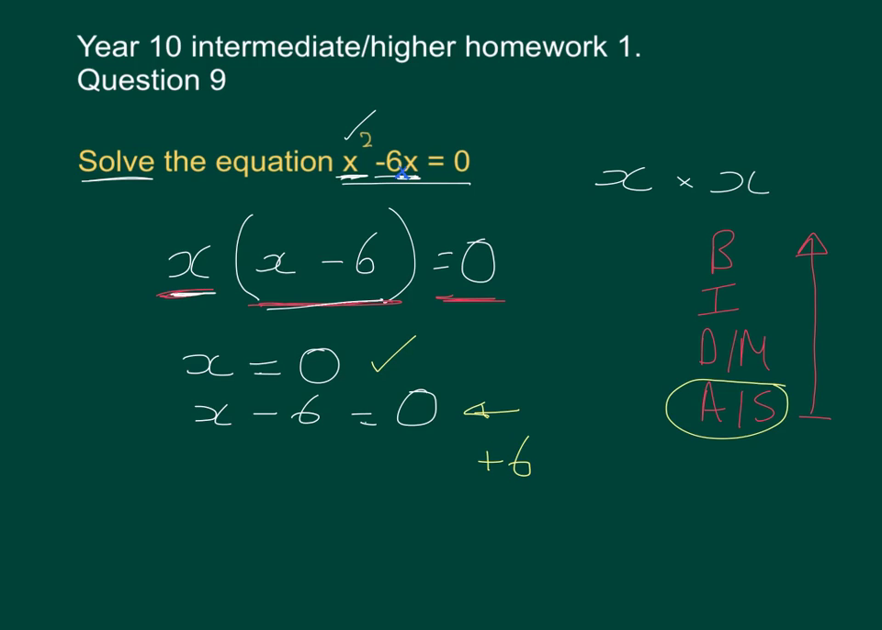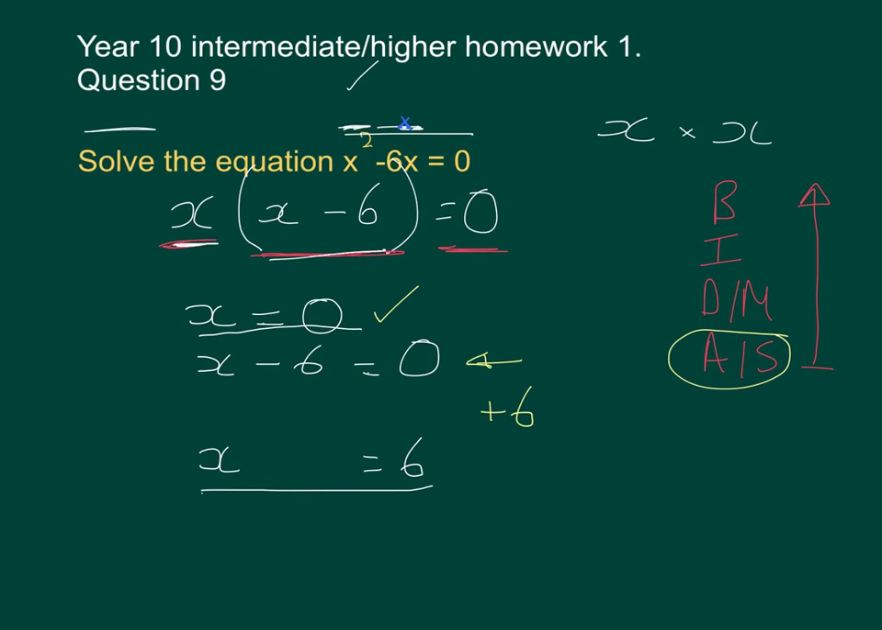That means we're left with x here. Minus 6 plus 6 is 0, so nothing there. And 0 plus 6 is 6. So x equals 6, or x equals 0. So we write that nice and neatly so an examiner can see it. And that means we have x equals 0 or 6.